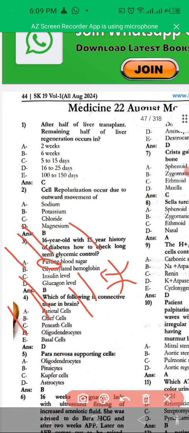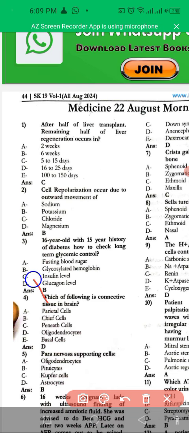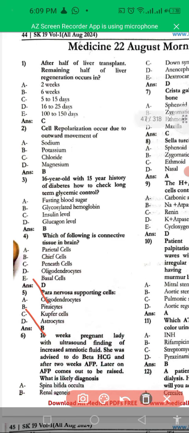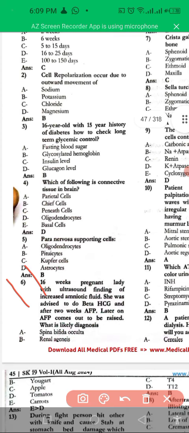Next one is a patient. Which of the following is connective tissue in the brain? It is oligodendrocytes. Para nervous supporting cells are pituocytes, nervous supporting cells.